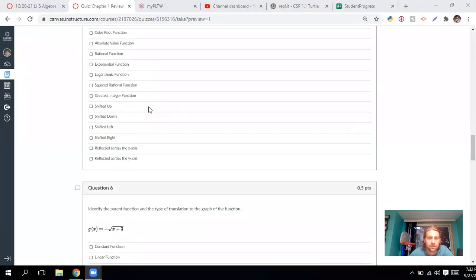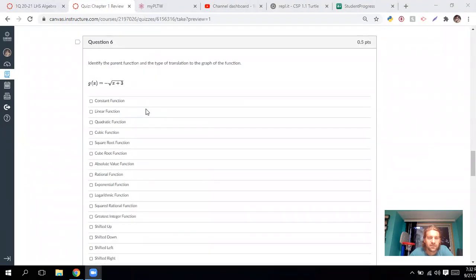All righty. Next problem here. All right, we have a square root. What's going on with the x? It is being square rooted. We don't have anything going on the outside, so it's not shifted up or down, but we have a plus on the inside. Plus on the inside would shift it to the left.